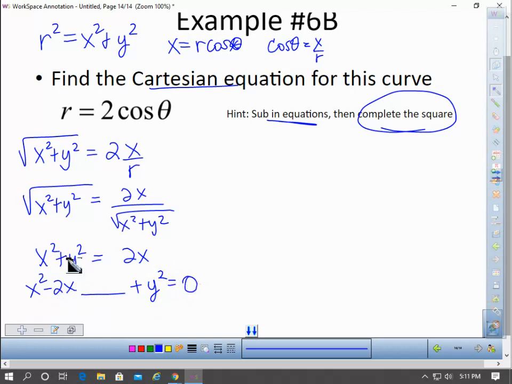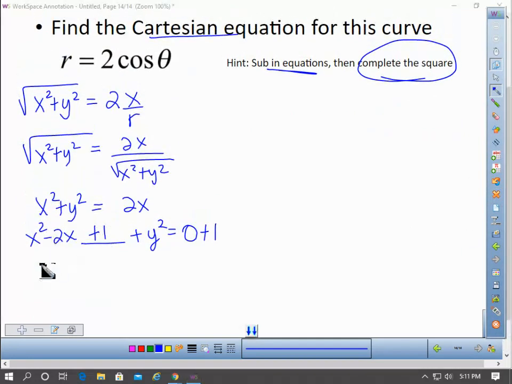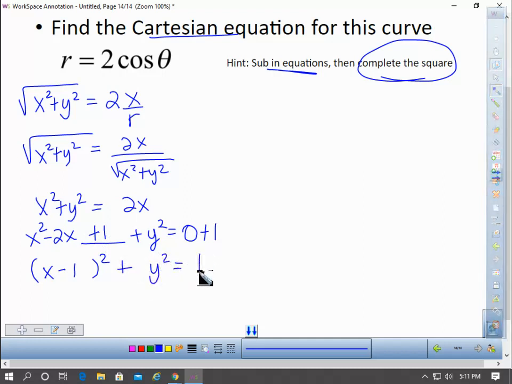So how do we complete the square that you learned in Algebra 2? You take half of the middle term and then square it. Half of this is -1. Square that will be +1, and I add it to both sides. This quantity here is now a perfect square. This is x minus 1, quantity squared, plus y squared equals 1.